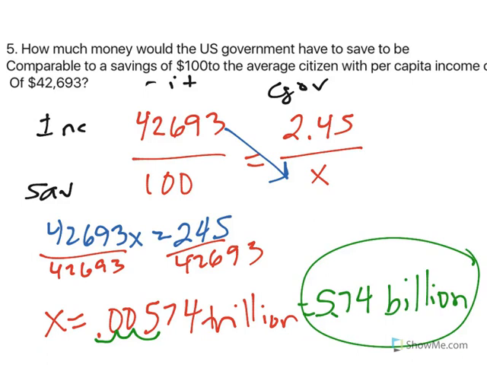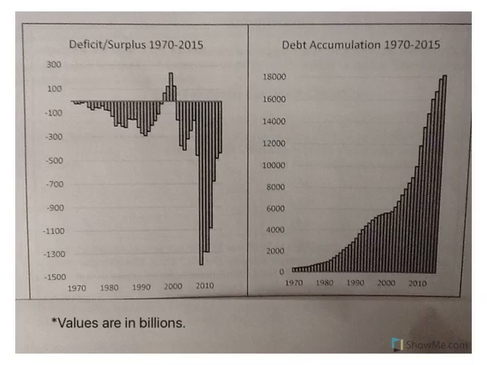What that means is if you are a person who brings in about $42,693 a year and you save $100, for the government, which brings in $2.45 trillion, to be comparable, they would have to save $5.74 billion. That's the comparison. So you can see how big the debt is and how big the numbers are in terms of money that the government deals with.